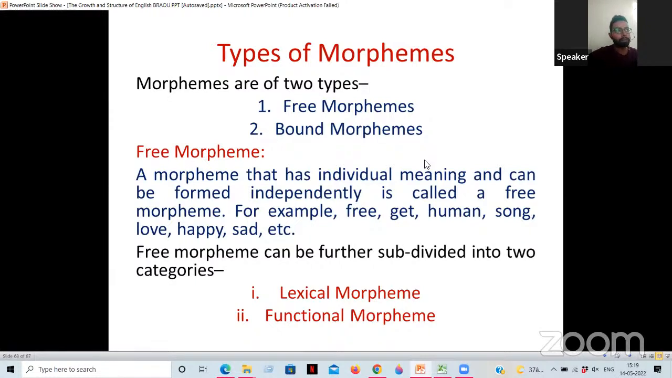Free morpheme is a morpheme that stands alone and it doesn't have the requirement to depend on anyone else to get its meaning. Is it clear to you? It's very simple.